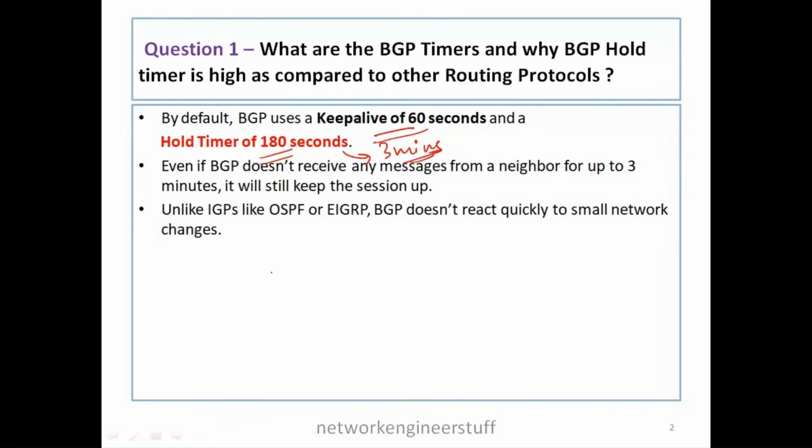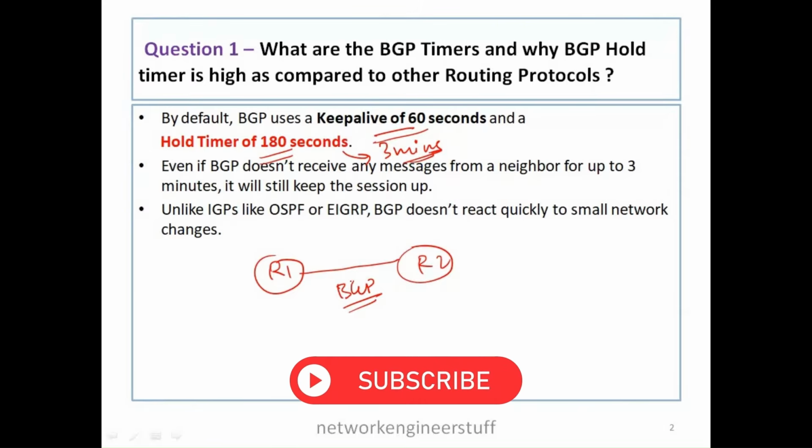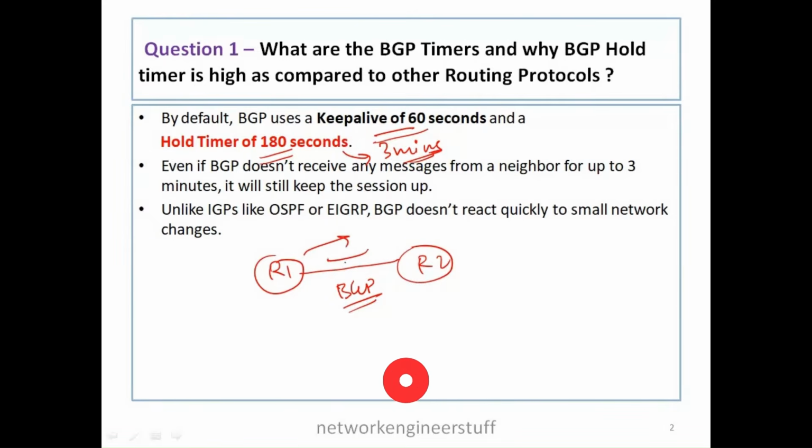So which means that, let's say R1 and R2, these are the BGP routers or BGP speakers, and they have a BGP session established between them, BGP neighborship established between them. So they will send keepalive messages to each other every 60 seconds.